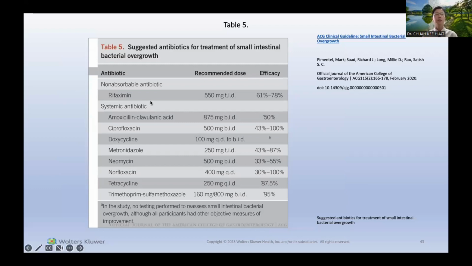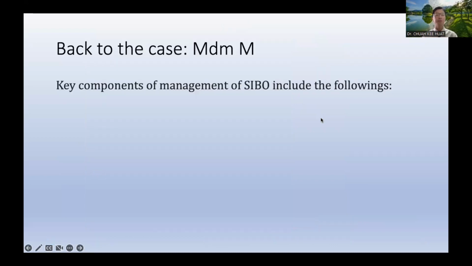Common antibiotics we use is rifaximin at the dose of 400 or 550 TDS. Other antibiotics can be considered, however, less studies and less effective, and possible other problems, like Augmentin, Cipro, doxy, metronidazole, neomycin, norfloxacin, tetracycline, and Bactrim.